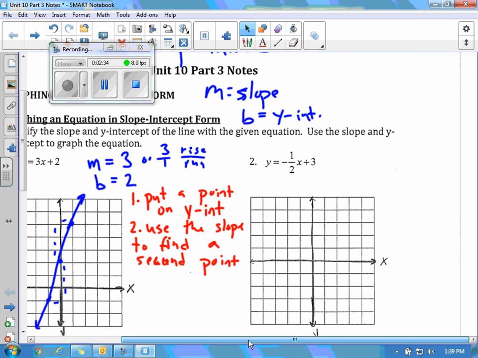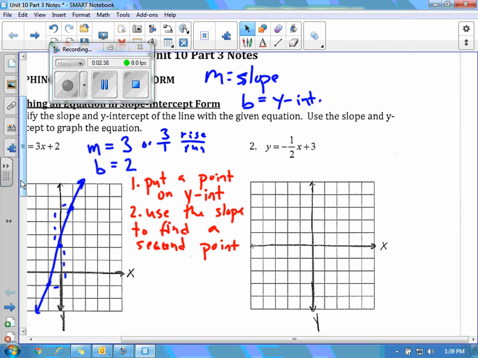Looking at number 2, the first thing I need to do is identify the slope and the y-intercept. For this one, my slope is -1/2. My y-intercept is +3. Going through my 3 steps, the first step is to put a point on the y-intercept. In this case, it's 3. So from the origin, I go up 3 and put a point.